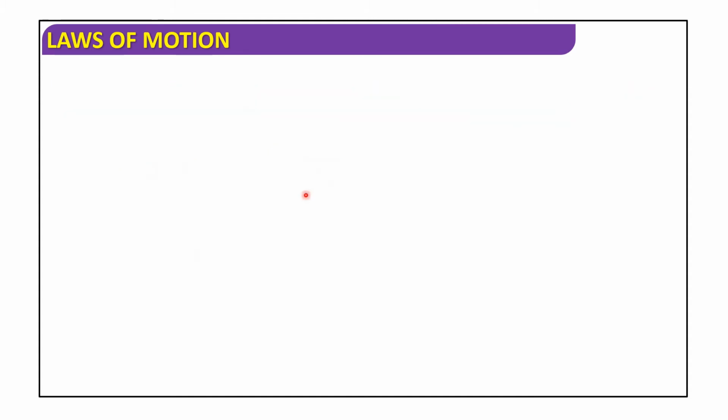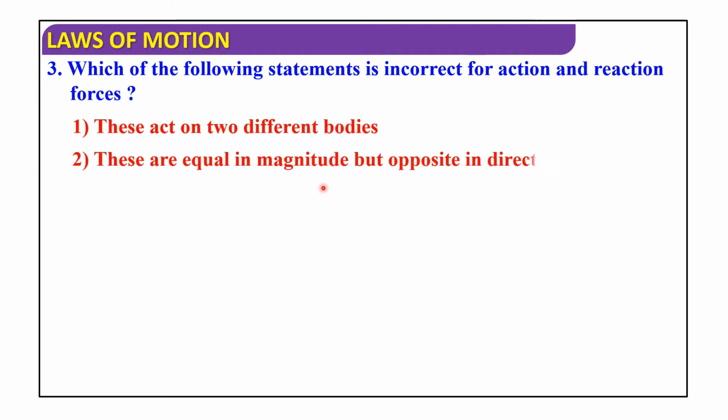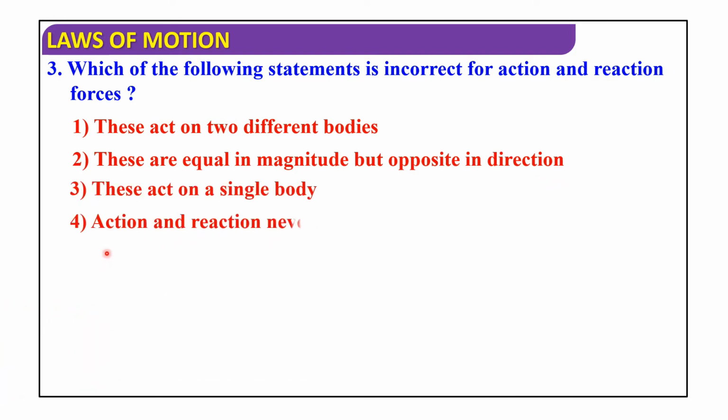Next, which of the following statements is incorrect for action and reaction forces? These act on two different bodies. These are equal in magnitude but opposite in direction. These act on a single body. Action and reaction never balance each other. Here in these four options, third one is incorrect.